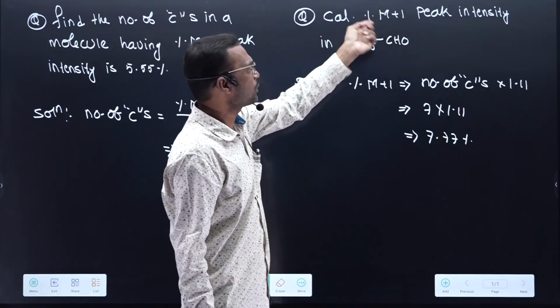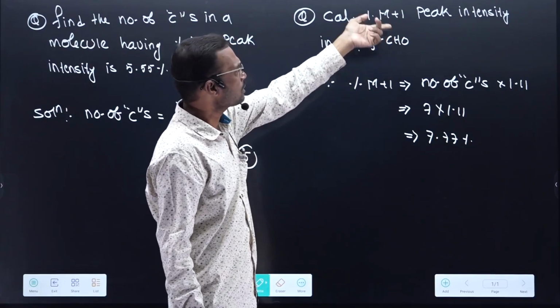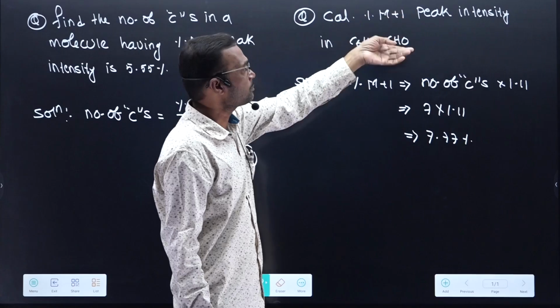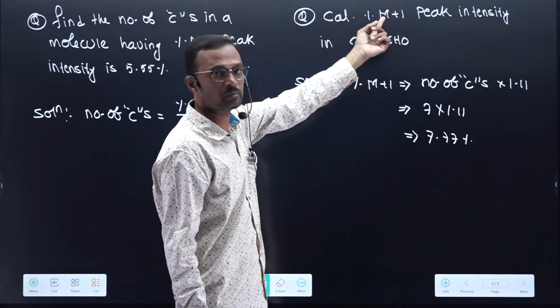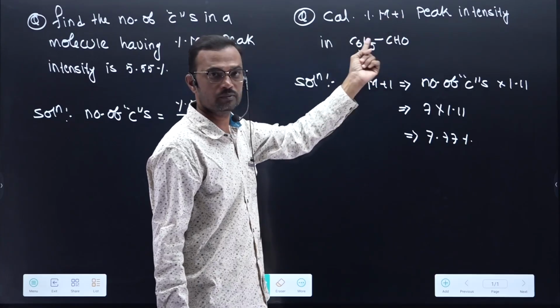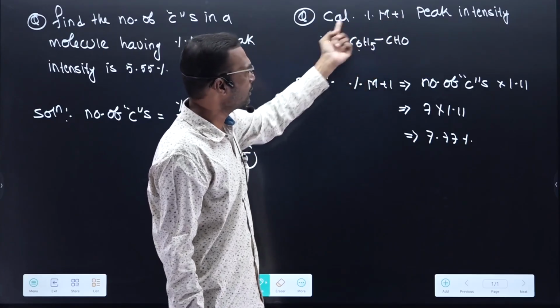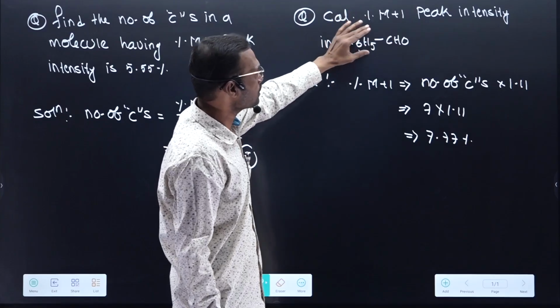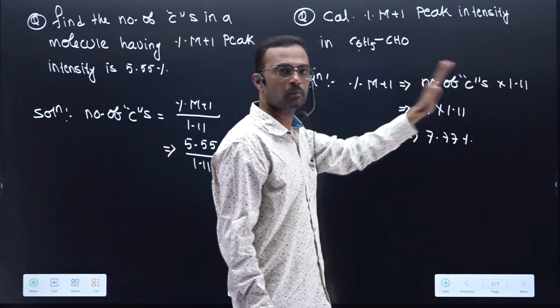So sometimes they will give the M plus 1 peak intensity, and sometimes they will ask for carbons. If they want to ask for carbons, they will give the M plus 1 peak intensity. If they ask for the M plus 1 peak intensity, they need to give the number of carbons. So by watching the molecule, we can easily identify how many carbons are present. If you substitute in this formula, you will get the M plus 1 peak intensity.